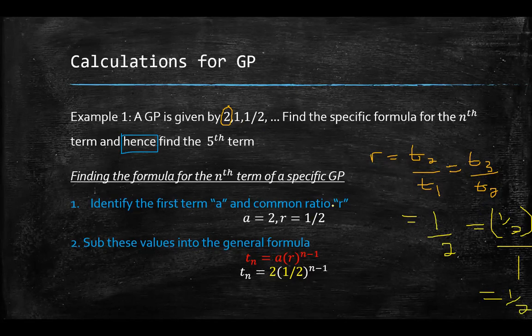That's what we needed to find, A and R. Now that we have A and R, I can just substitute them into my general formula to find the specific formula for the nth term. A is 2, R is a half, and that's it. That is all you have to do. Very simple.